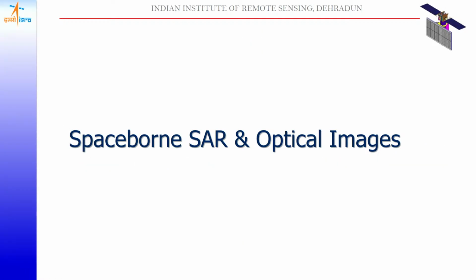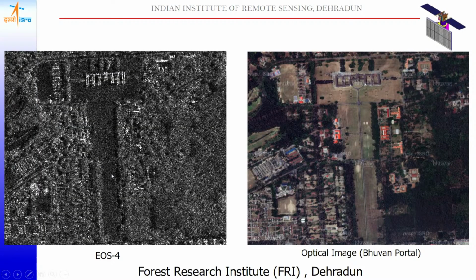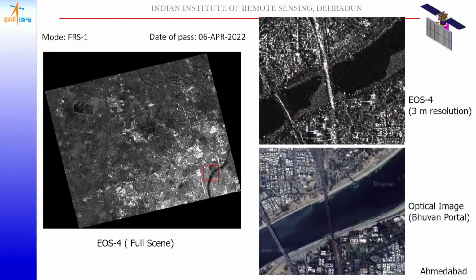So we can just quickly see the different SAR and optical images here. You can see how we are having the SAR and optical images. This is the RISAT-1 SAR image of FRS. You can see this is the SAR image and this is the optical image. This is the optical image of the same area.